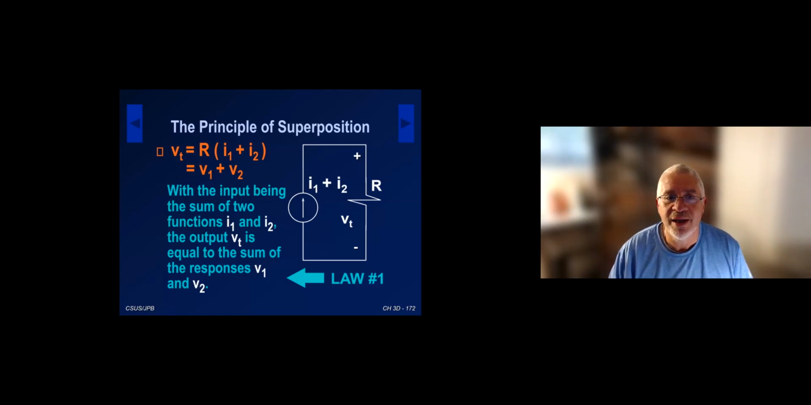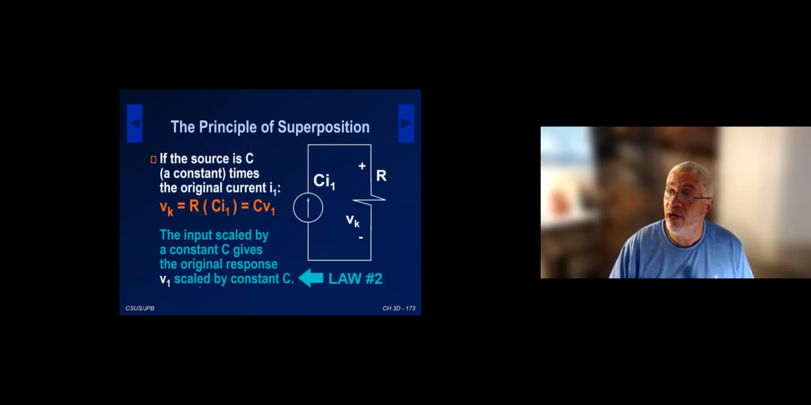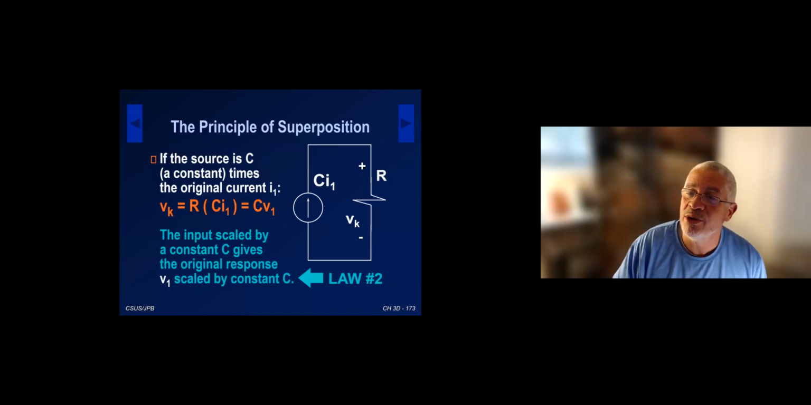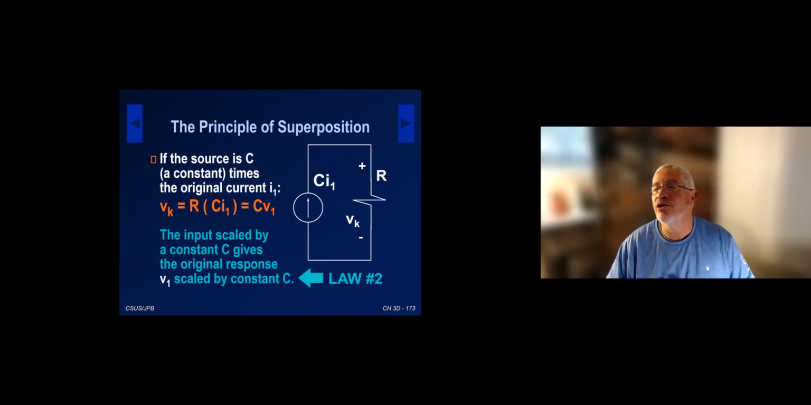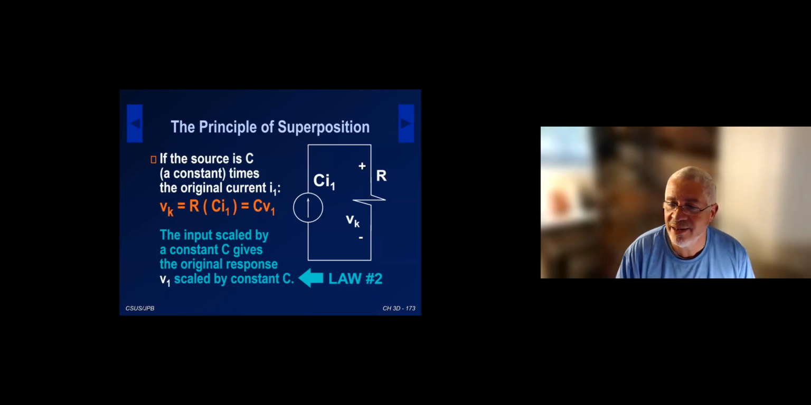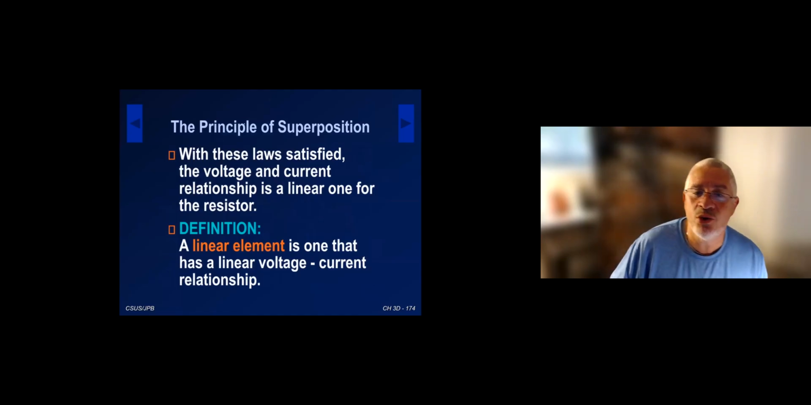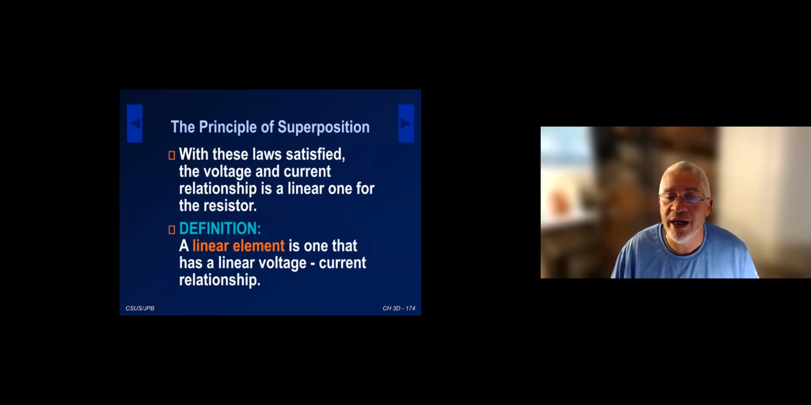Law number one. Law number two is the law that we just saw about the constant. If now, instead of putting a current I1, I put a constant C times I1. So what do we get here? Again, I can apply Ohm's law, and I say the voltage across that resistor is R times C times I1. So it's C times the original function. So the input scaled by a constant gives you the original response scaled by that same constant. That is law number two.